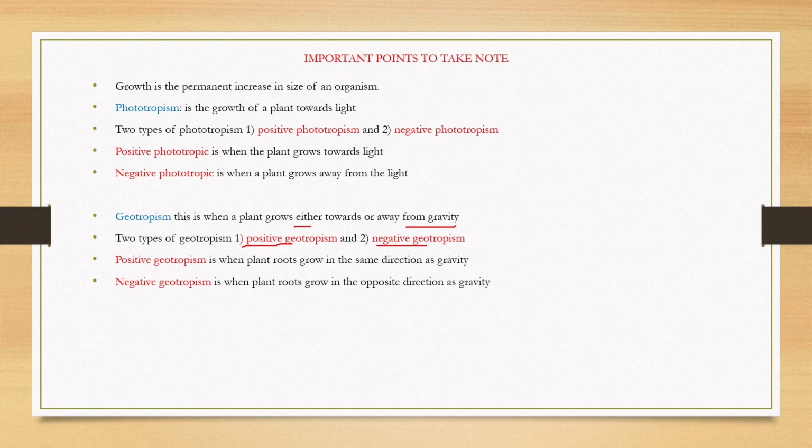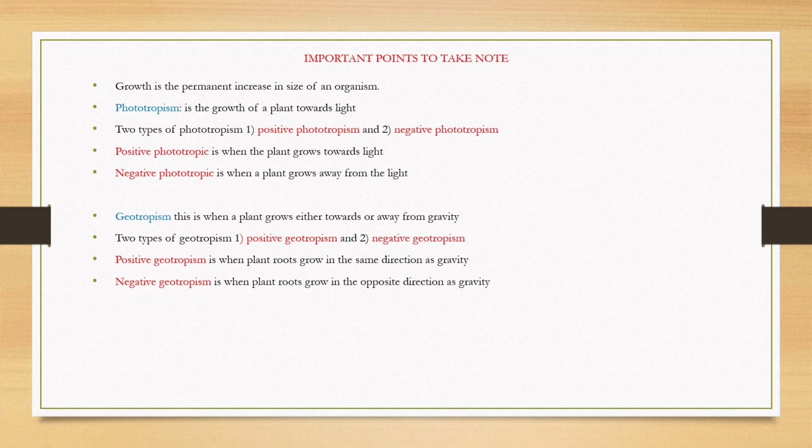So we have positive geotropism. This is when roots grow in the same direction as gravity. And then we have negative geotropism. This is when the plant roots grow in the opposite direction to what? Gravity.